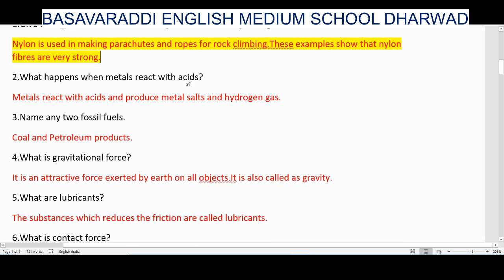What happens when metals react with acids? When metals react with an acid, they form metal salts, and at the same time hydrogen gas is liberated. Basically any metal forms the metal salt and hydrogen gas. You can hear a pop sound when the metals react with the acids.